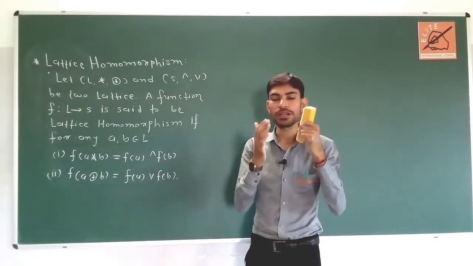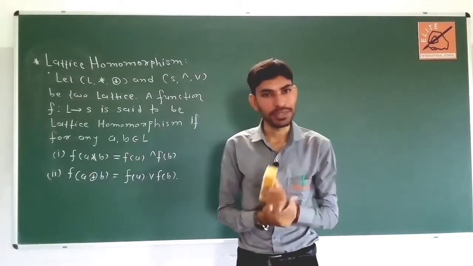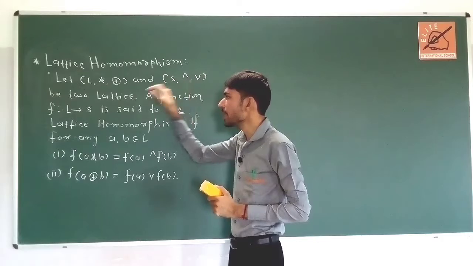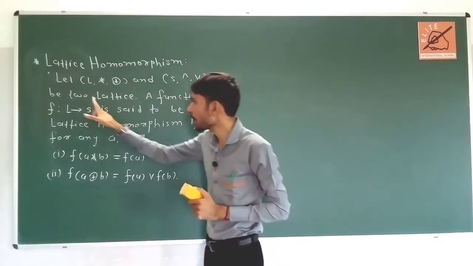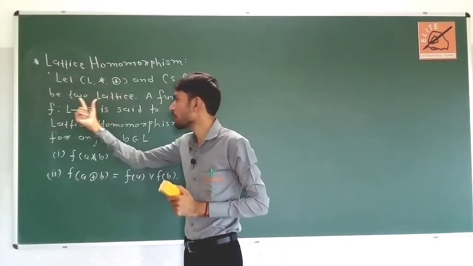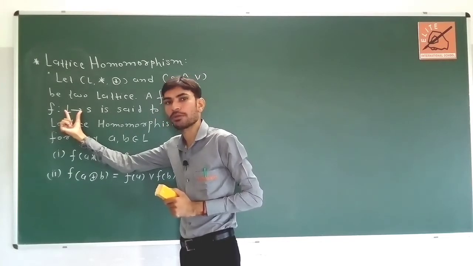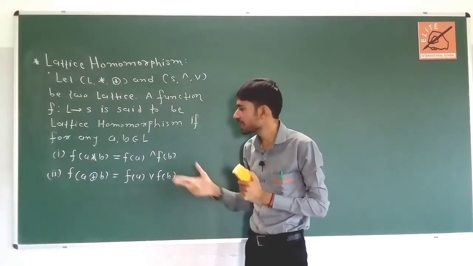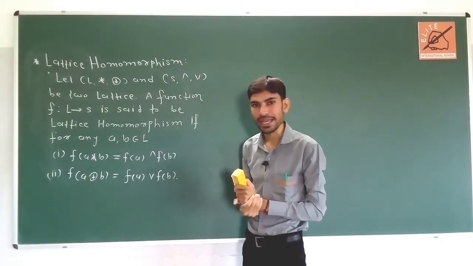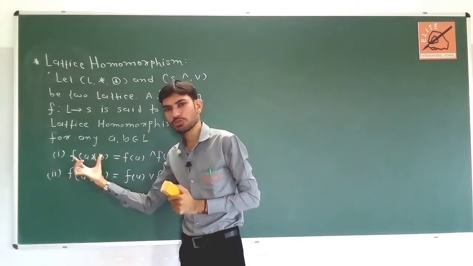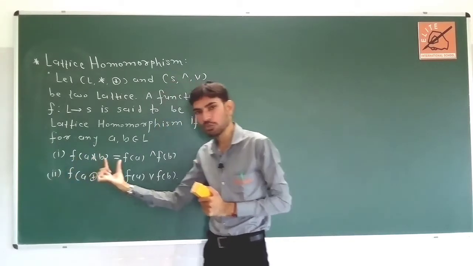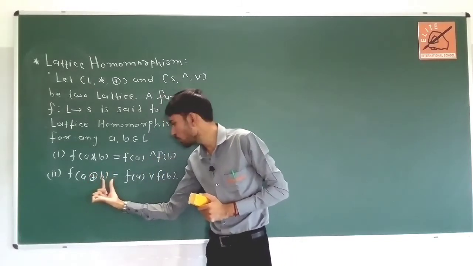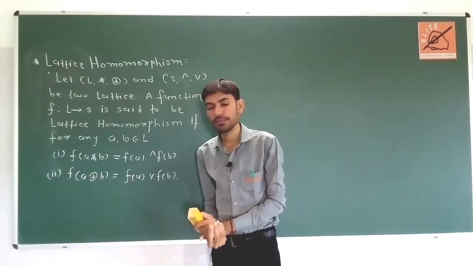Lattice homomorphism: the function defined here is defined between two lattices. Let (L, star, ring sum) and (S, meet, join) be two lattices, and we define the function from L to S. It will be a lattice homomorphism when it satisfies these two conditions. So keep in your mind these two conditions: f of a star b is equal to f of a meet f of b, and f of a ring sum b is equal to f of a join f of b.